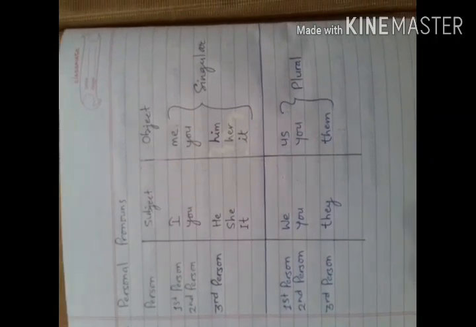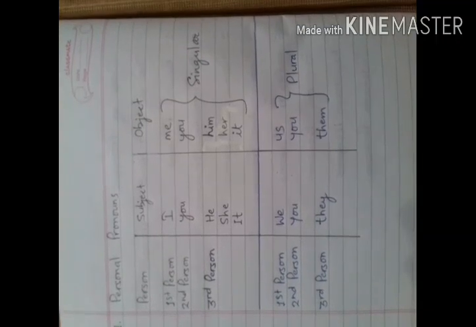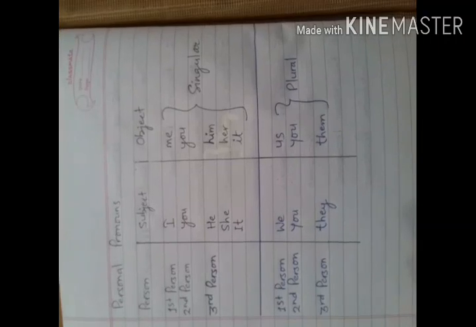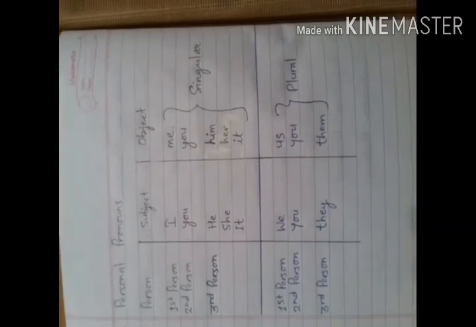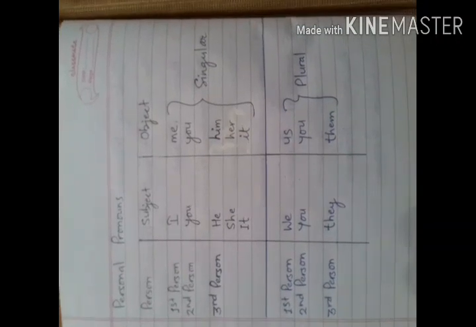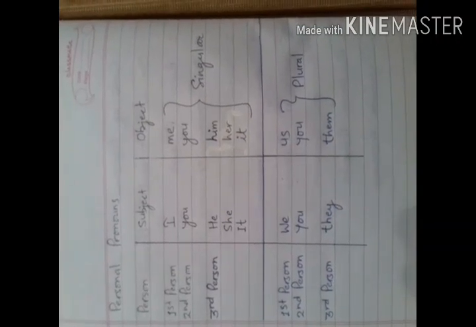To understand personal pronouns, we have to understand the person or the place or the thing that we are going to refer to. We have to understand it in the form of first person, second person and third person. And we know that nouns are also of singular and plural forms. We also have singular and plural forms in pronouns.